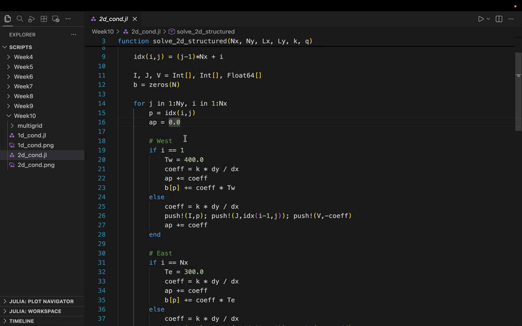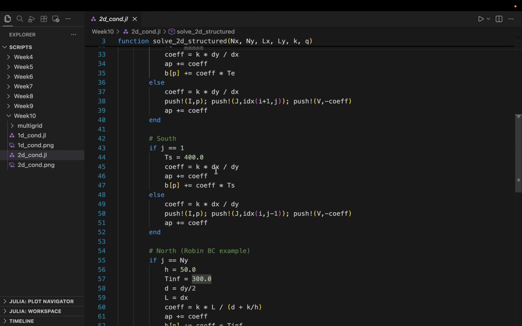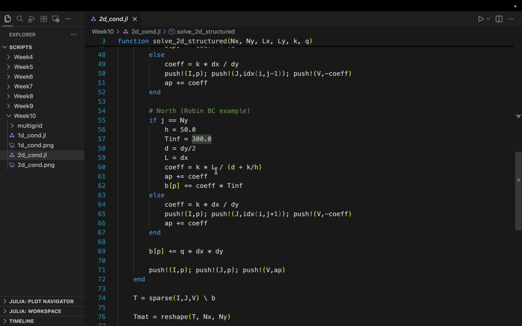Now instead of two boundaries, as in the case of 1D, we'll have four faces: west, east, north, and south. For the west face, again a Dirichlet condition. The east face is also Dirichlet. This is just like what we solved before. And for the north case, we'll use a Robin boundary condition, where I have a T infinity and a heat transfer coefficient specified.